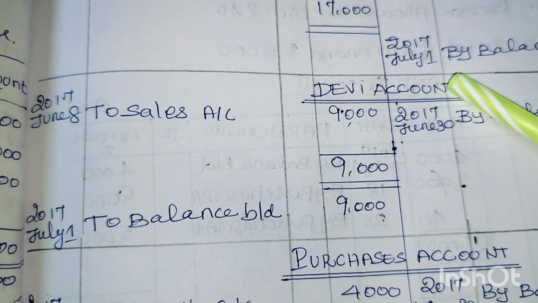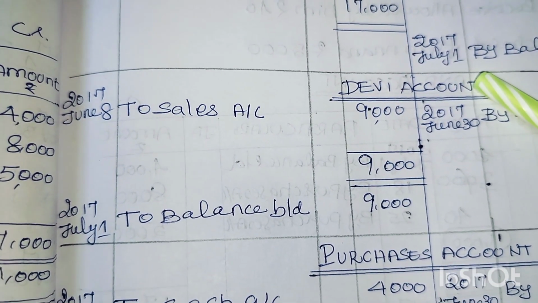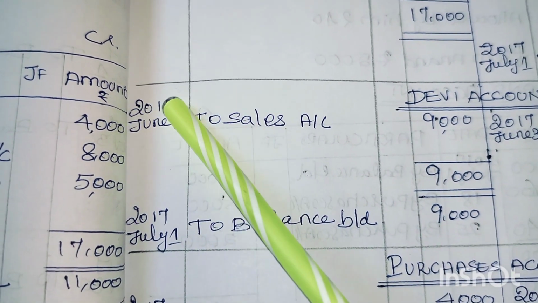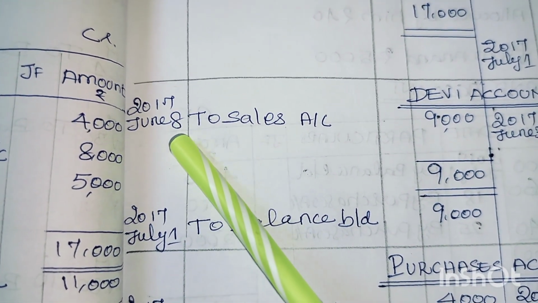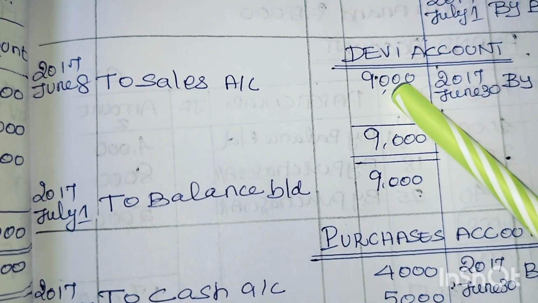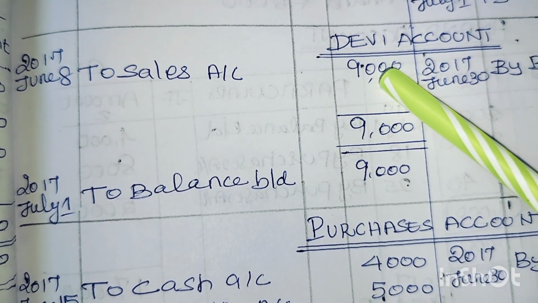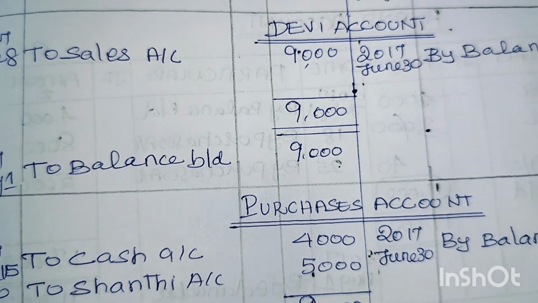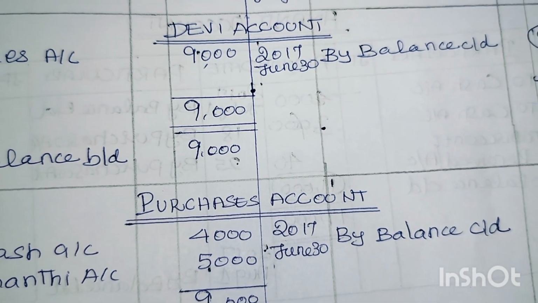On which side is Devi account? Devi account is on the debit side. So we go to the debit side, dated 2017 June 8. What is the opposite account? To sales account. The amount is 9,000 rupees. There is only one Devi transaction given there. So now we are going to close the Devi account.